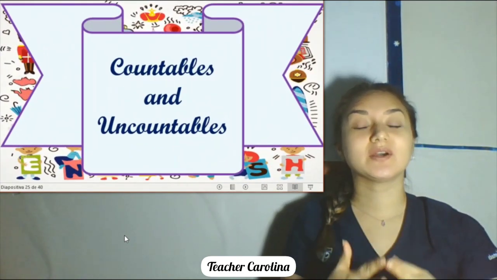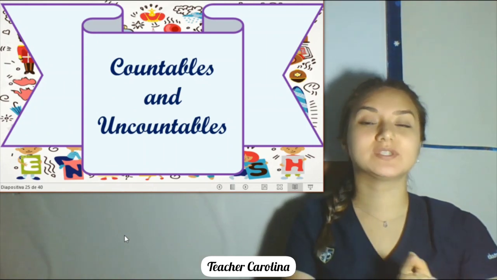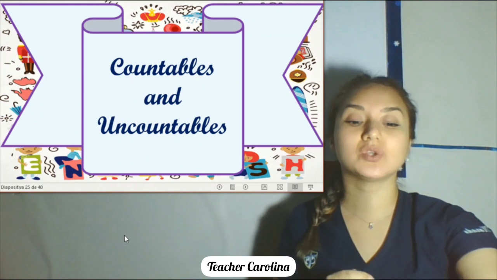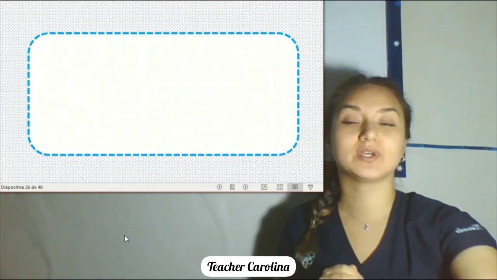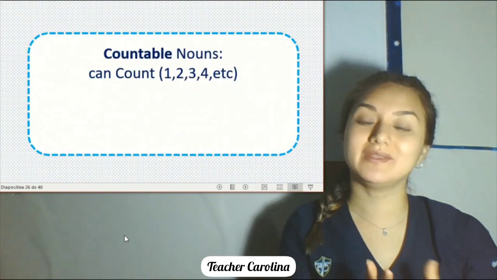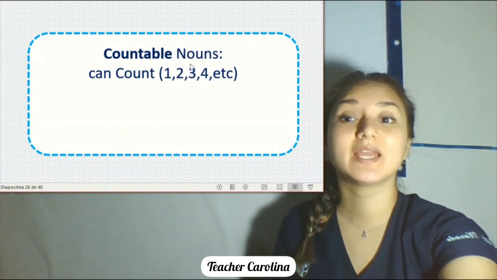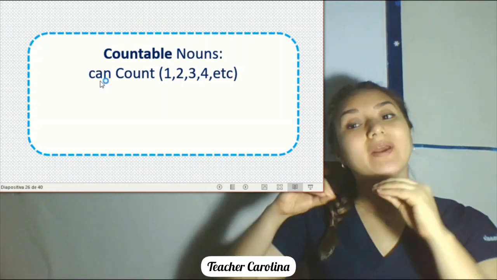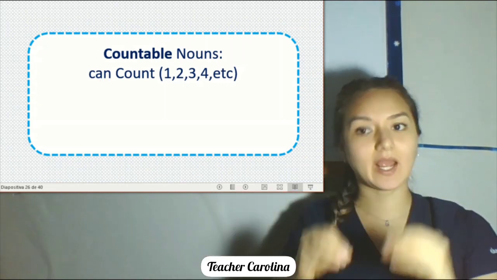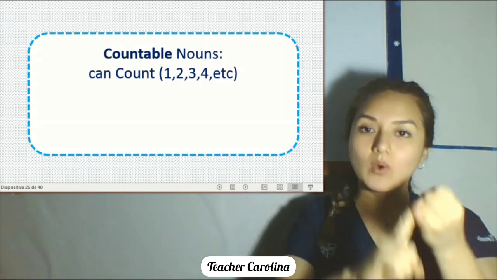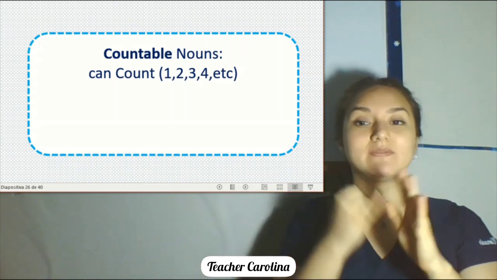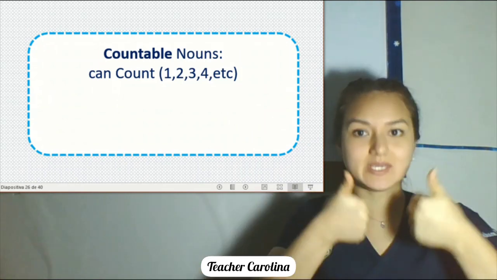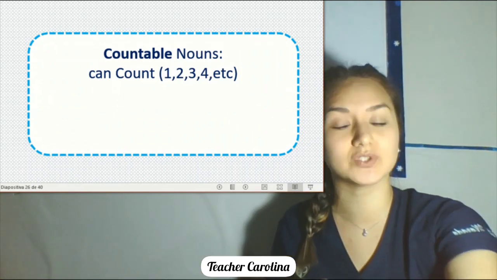Today we are going to talk about the countables and the uncountables, right? So, first of all, we are going to start with the countable nouns. It says the countable nouns are what you can count. You can say 1, 2, 3, 4, 5, 6, 7, 8, 9, etc. That is the countable nouns.